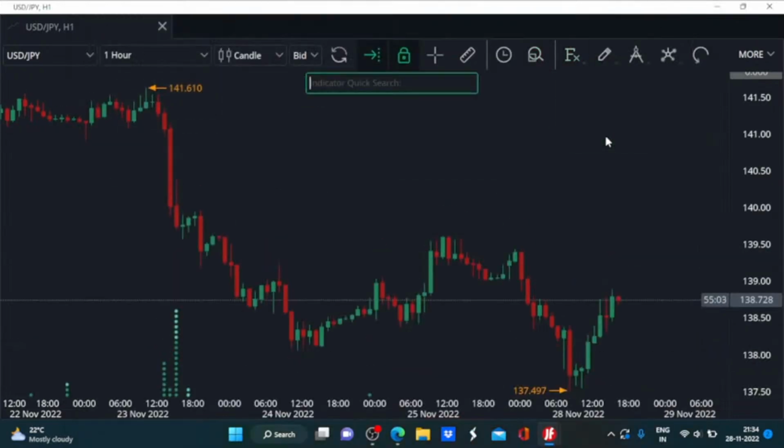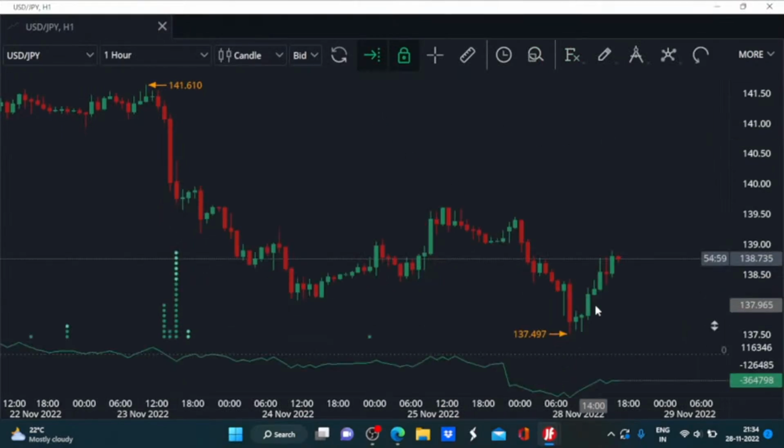You can do a quick search as well. Simply type in OBV and you have it.